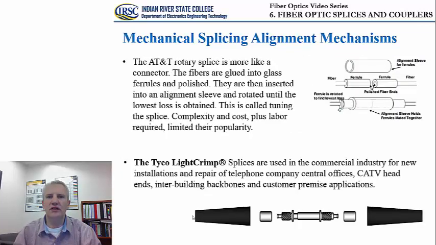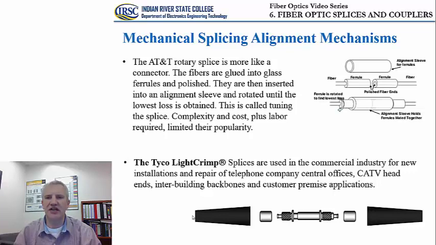And two more techniques. AT&T has been offering the so-called rotary splice that looks more like a connector. In this case, fibers are glued into glass ferrules and then polished and finally inserted into some sort of alignment sleeve. And finally, they would be rotated until the lowest loss is obtained. So this is the so-called tuning of the splice. Obviously, there are certain aspects here that have to be taken into account, such as the complexity and the cost, and also labor, so these types of rotary splices are not as popular as some of the other techniques that have been previously described.